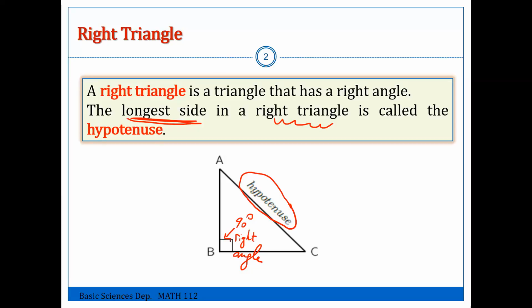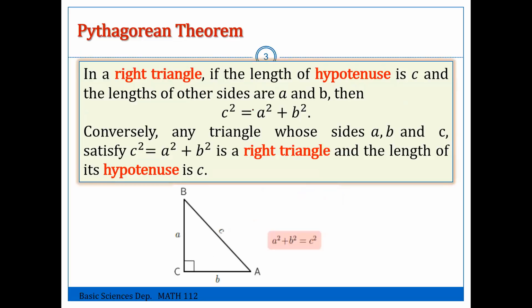So opposite to the right angle, هذا أطول side. This is the longest side. And we call it the hypotenuse. الوتر. Okay? This is very important. In a right triangle, we have the Pythagorean identity.